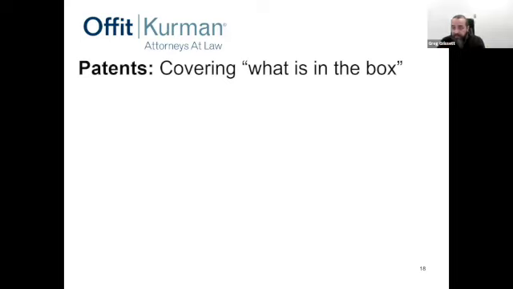That thing that goes from one shipping dock to another shipping dock. If your claim doesn't cover what's in the box, you're not covering what you're generating revenue for. Seems like a very simple statement, and it is, but it does take some intention to make sure that you're doing that. There's another issue that comes up when we think about drafting patent claims.